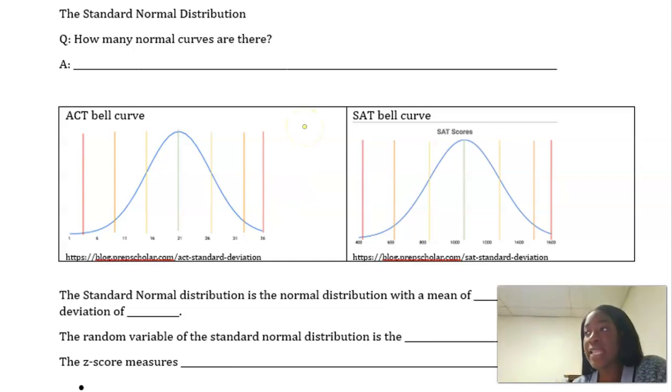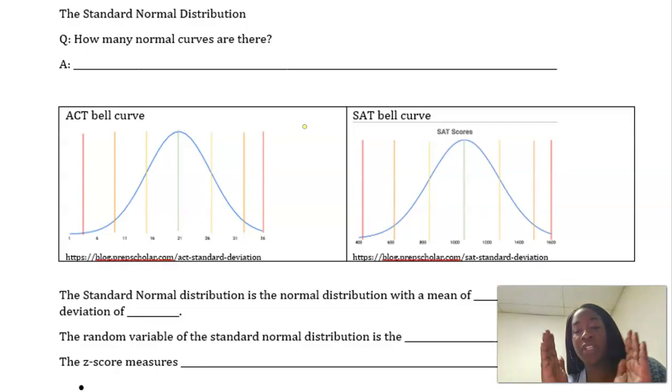So here we're getting ready to get into the standard normal distribution, but before we actually get into that, let's talk about why we even need it. I posed the question here, how many normal curves are there? We've already talked about how a lot of things can be modeled by normal curves. The height of people, the blood pressure of people, salaries, any situation where most of the data is going to be falling around the middle.